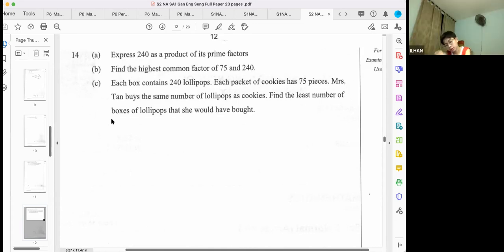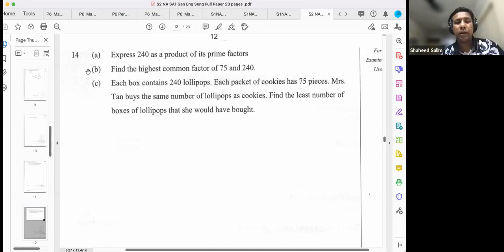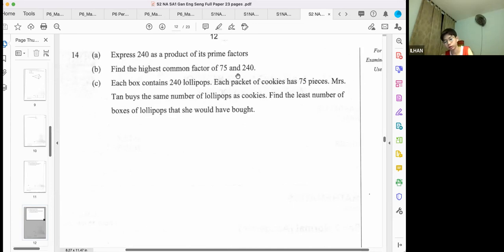The answer is 2 to the power of 4 times 3 times 5. Well done. Okay, now you try to find the HCF, highest common factor. Do you remember how to do? I'll try to remember. Okay, you try.